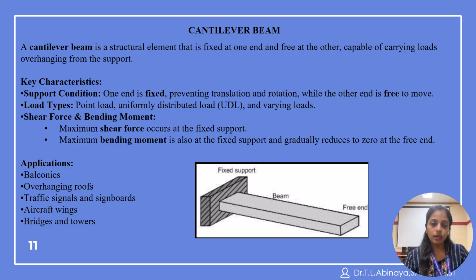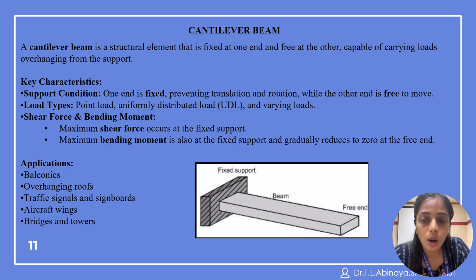Cantilever beam. Moving to the cantilever beam. The cantilever beam is a structural element that is fixed at one end, and the other end is a free end. So it is capable of carrying a load overhanging from the support. The key characteristic in this sense is the support condition: one end is fixed and the other end is free.